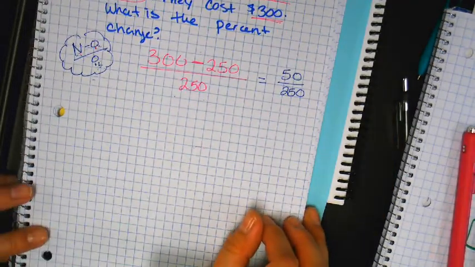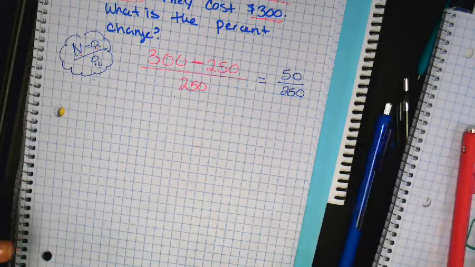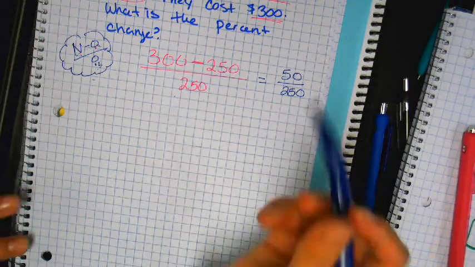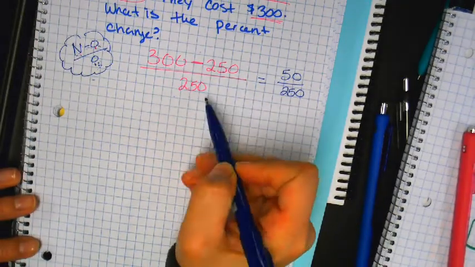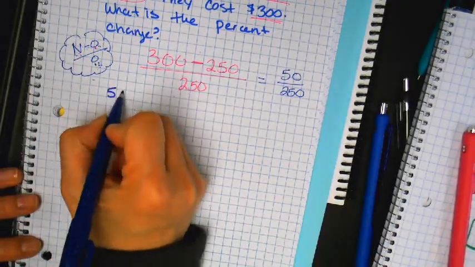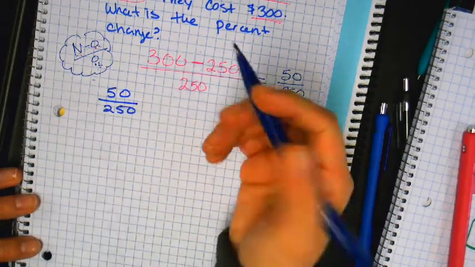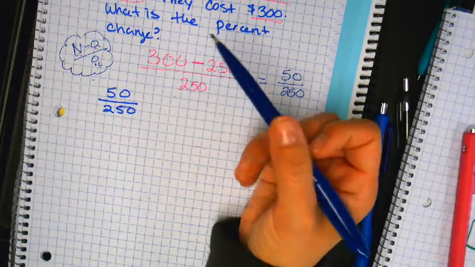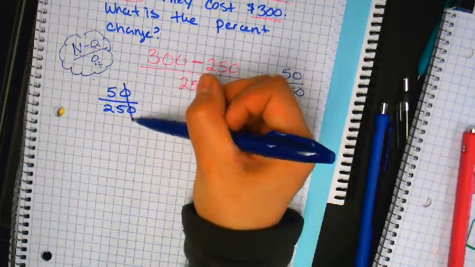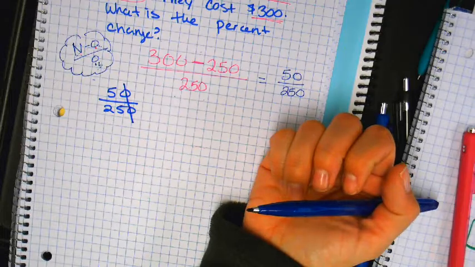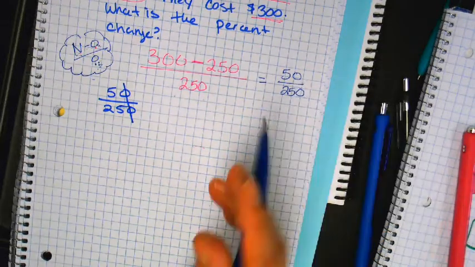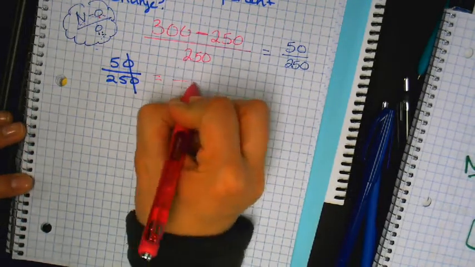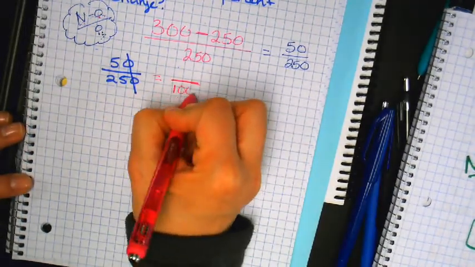Okay, we all understand where we got 50 and 250, right? We subtract 300 minus 250, and then this is just carried over. Now, there's a couple ways to do it. I would simplify this by getting rid of the zeros. I can divide by 10. When you divide by 10, you're just crossing out the zeros. Now, can I set it equal to 100? Yes. Set it equal to 100.